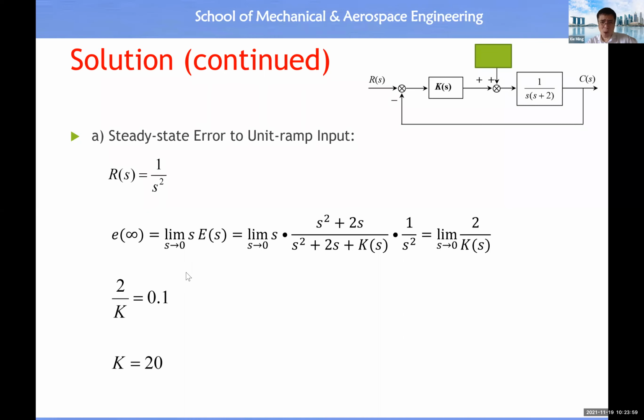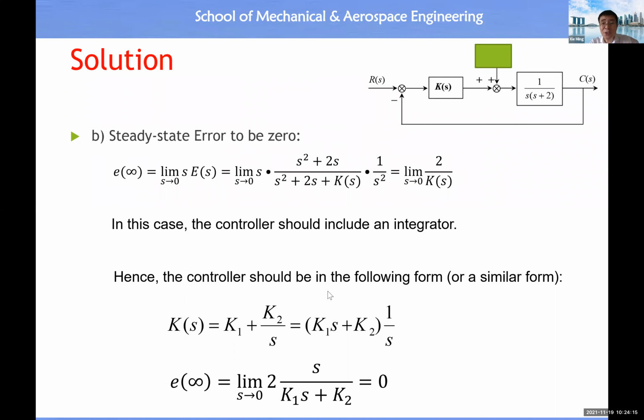Now I want the error to be 0.1. Then what should be K? So two divided by K equals 0.1. Okay, I want the error to be equal to 0.1, okay? Then K should be equal to 2 divided by 0.1, then the answer is 20.